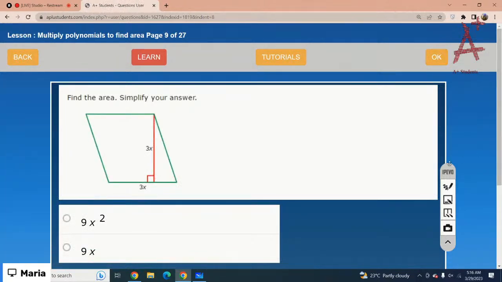Okay, find the area. Again, you have to do length times width. So 3 times 3 is 9 and x times x is x square. So the correct option is 9x square. Got it? So it would be 9x square.